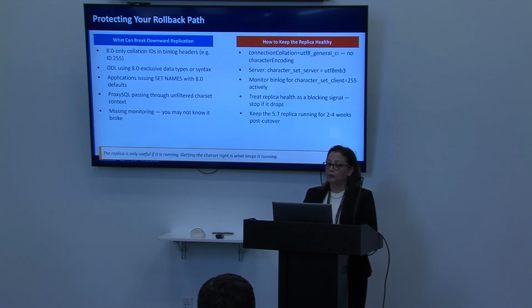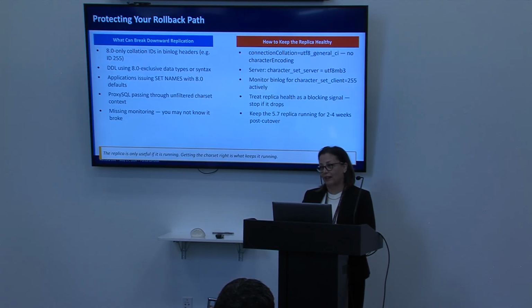How do we keep the replication healthy? Connection collation equals utf8_general_ci, with no character encoding. On the server side, we changed the character set server to utf8mb3. We monitor the binlog all the time for client equals 255. Treat the replica as healthy, make sure nothing is dropped, and keep the 5.7 replica running for 2 to 4 weeks after post-cutover to make sure it is always healthy for rollback.